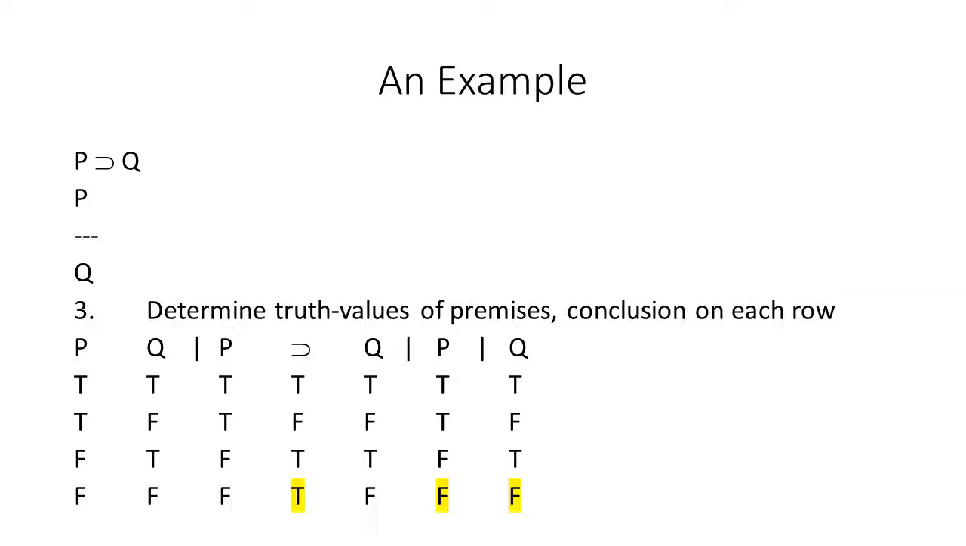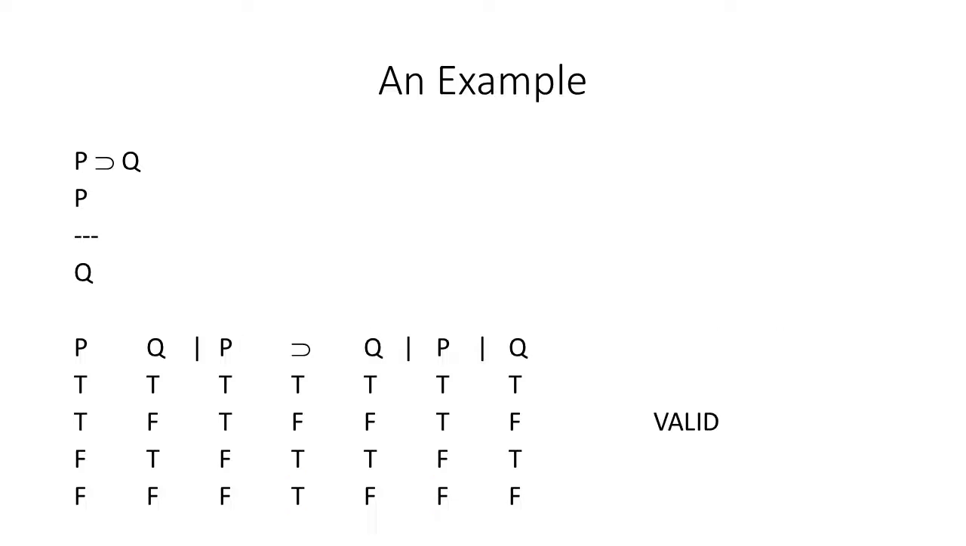For some reason I've skipped to the bottom. Let's see how this goes. But is this a row where the premises are true and the conclusion's false? No, right? What about the one above? Is that a row where the premises are true and the conclusion's false? No. Okay. So there's no row where the premises are true and the conclusion's false at the same time.